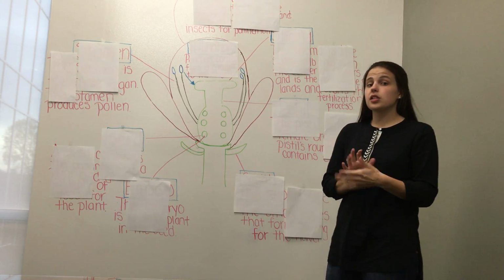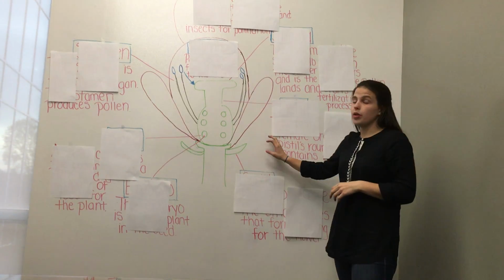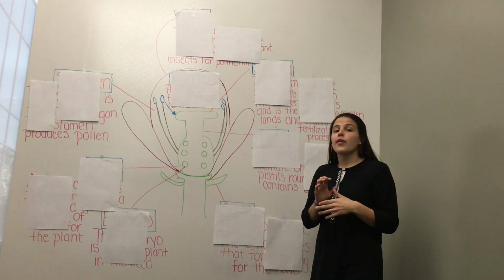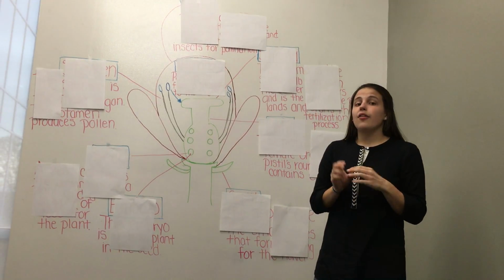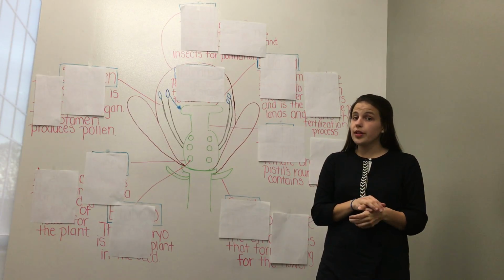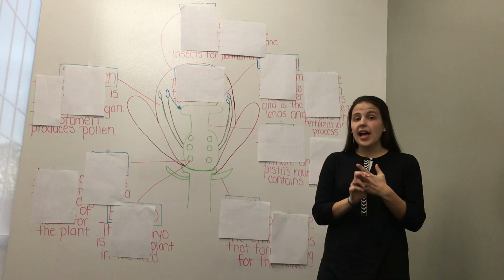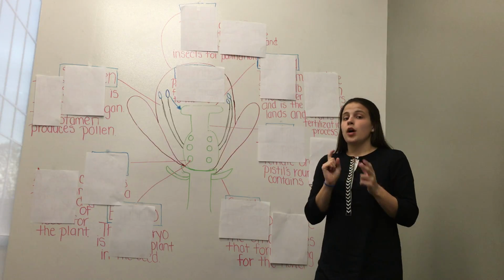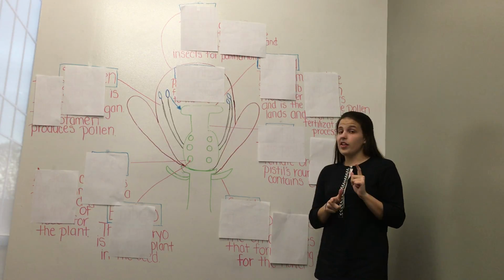Guys, today's lesson is going to be on the reproductive parts of the flower. So you'll need your foldable from class that we made today. If you don't have it, pause the video real quick and go get it. And you'll also need a pencil. Make sure you have your foldable and your pencil, and then come right back so we can fill it out.